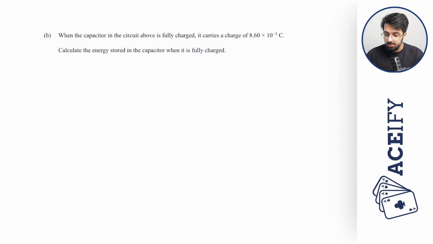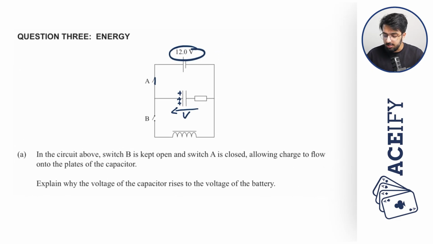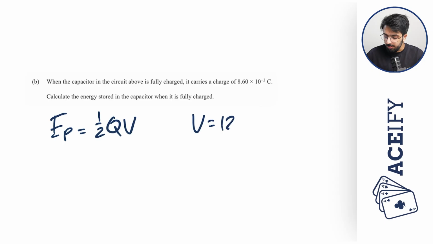When the capacitor in the circuit is fully charged, it carries a charge of 8.6 times 10 to the negative 3 coulomb. Calculate the energy stored in the capacitor when it's fully charged. We know that the potential energy in a capacitor is equal to half QV. As stated in the previous question, when the capacitor is fully charged, it's going to have the exact same voltage across it as the power supply. So that means our voltage is 12 volts, okay?